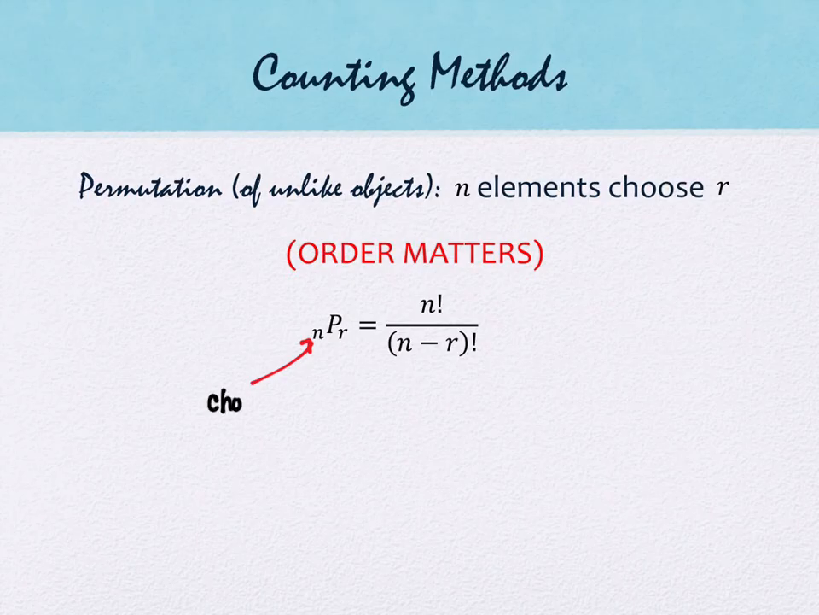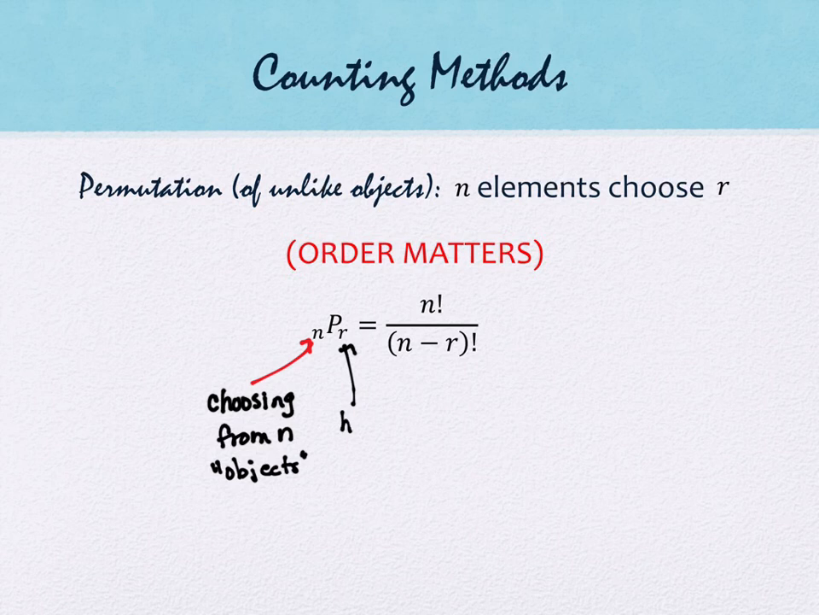So choosing from n, and I'm going to use objects in quotes because objects could be people. It's not trying to distinguish persons or places or things. It's just whatever you're choosing from, it's those things. And then r is how many you choose. And you see that factorial notation showing up yet again.